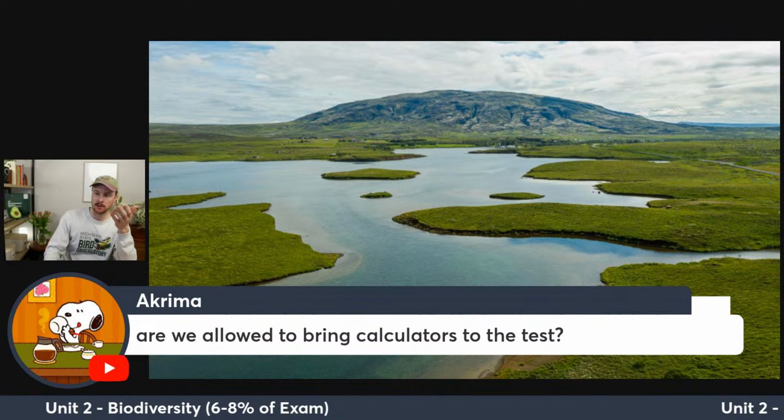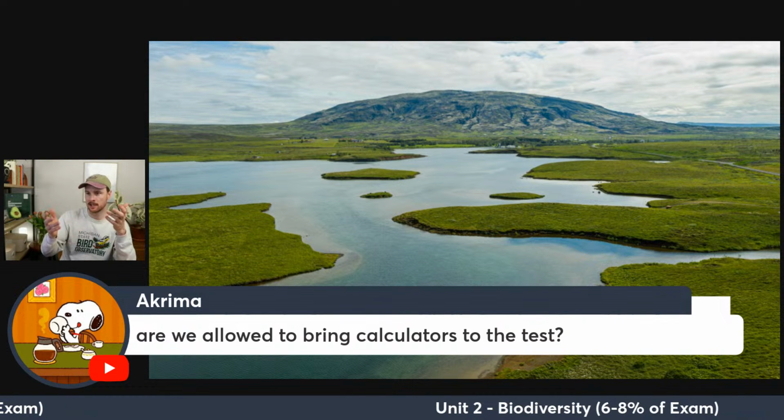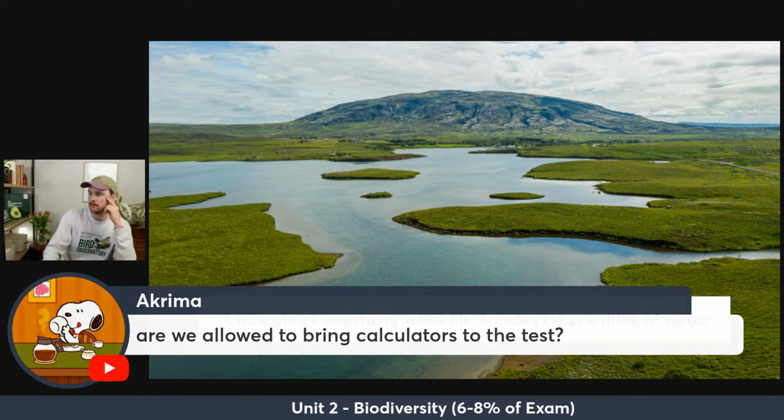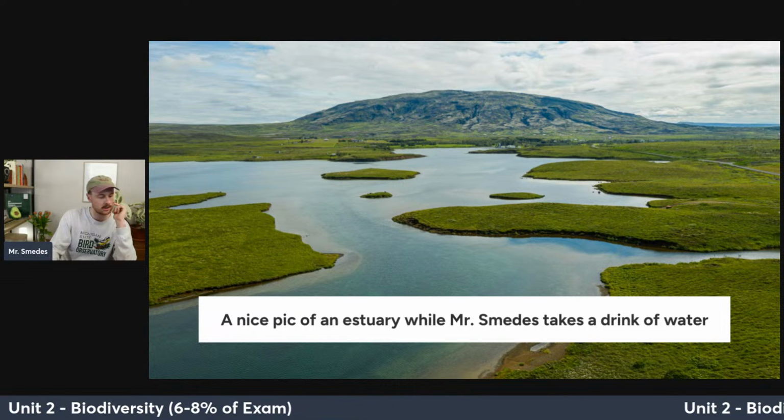You can bring a calculator, but there'll be a built-in one on Bluebook. So if you forget a calculator, there'll be one right in the testing application for you. So I wouldn't worry about the Bluebook too much.